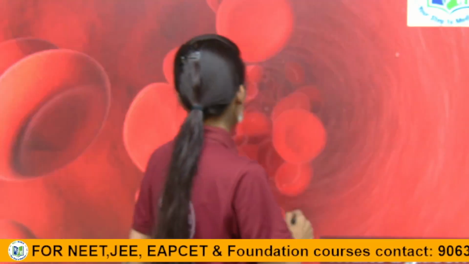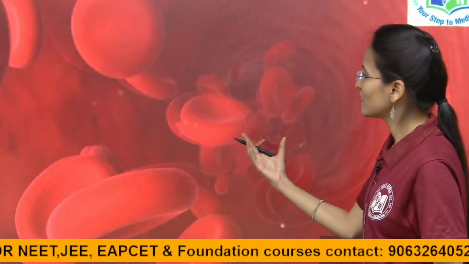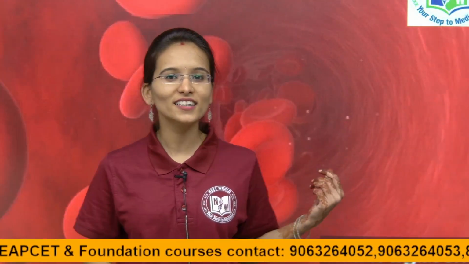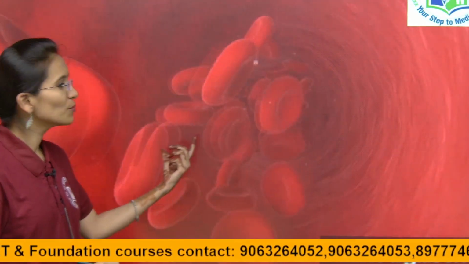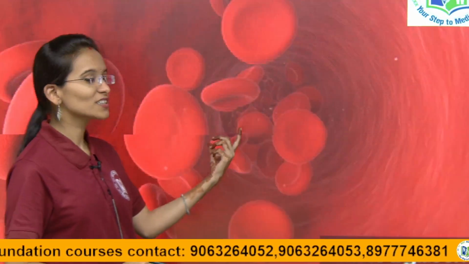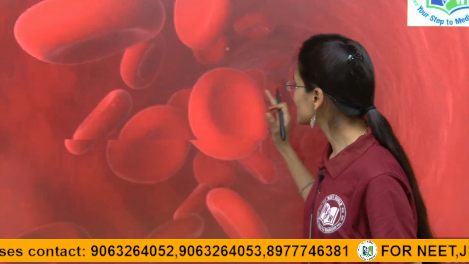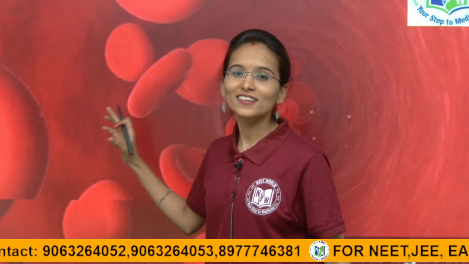See, this is how actually the RBC cells are going to move in this way. Can you see this? This is the shape of the RBC cells and they are going to move freely, they are going to move continuously inside our blood.